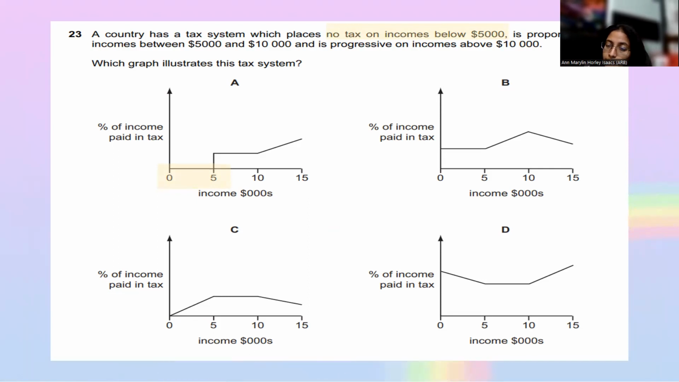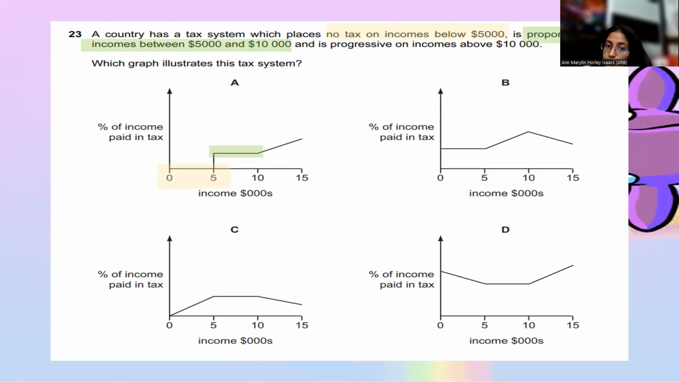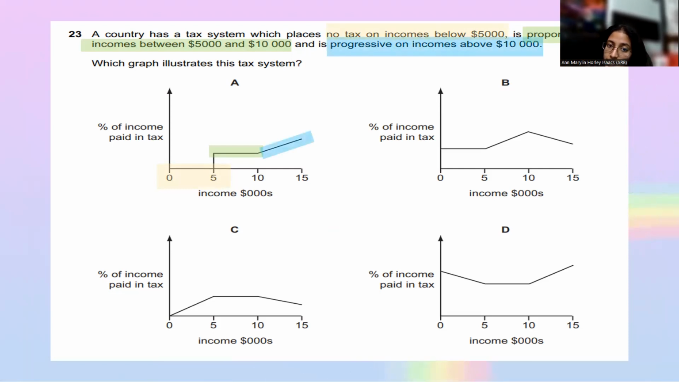So basically that's what's happening here. If you can see the yellow highlight: proportional on incomes between 5,000 and 10,000. Proportional means a flat rate. A, C, and D show you proportional tax between this and this amount. And then they say it's progressive. Progressive means the more income you earn, the more tax you pay. Anything above 10,000 is progressive, so it needs to be hiking upwards, and that only appears in A and D. So the only one that fits all three categories is A. The answer is A.